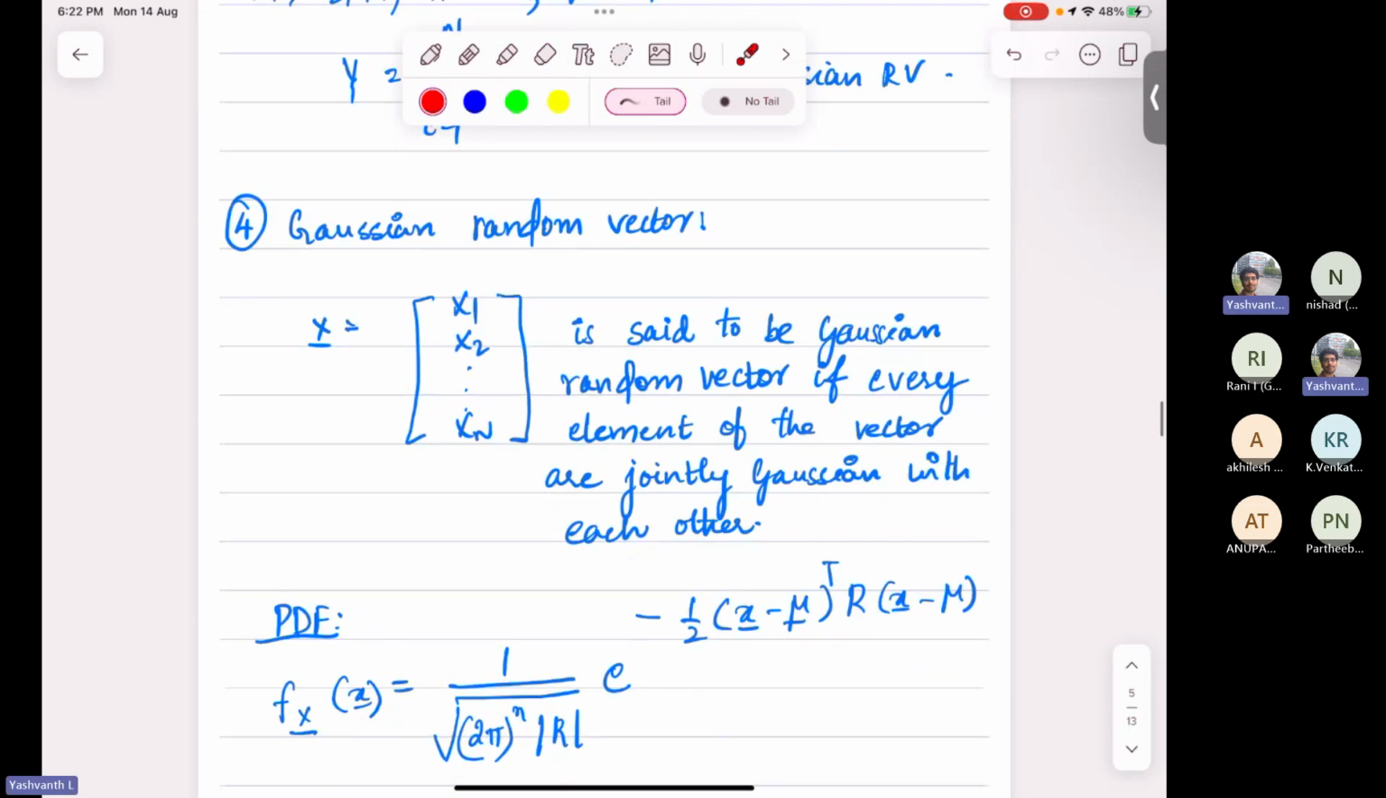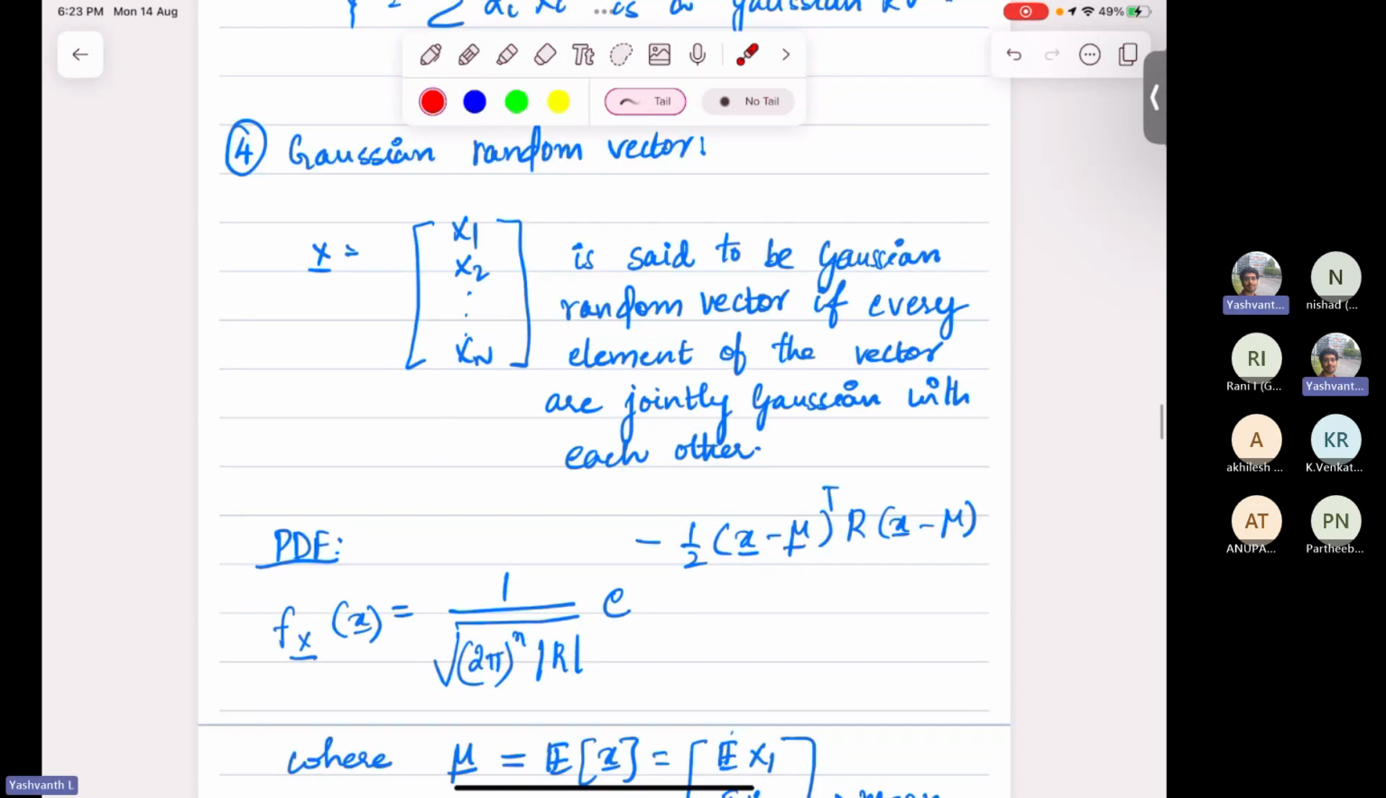Now, what is a Gaussian random vector? It's basically you take several Gaussian random variables and stack them as a vector to get a random vector. But it's a little more than that. This vector is said to be a Gaussian random vector if every element of the vector is jointly Gaussian with each other. This vector will have several elements, let's say n elements. That means all these random variables x1, x2, and so on to xn have to be jointly Gaussian. They should not be just individually Gaussian, they should also be jointly Gaussian. Only then is this vector said to be a Gaussian random vector.